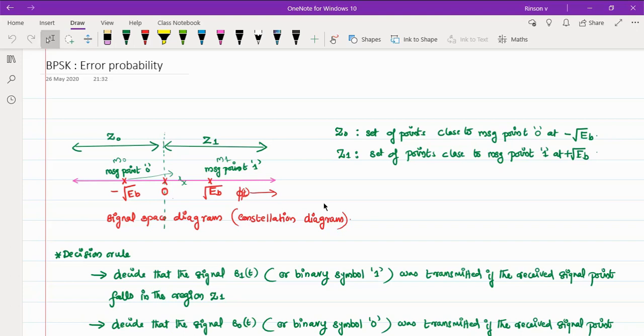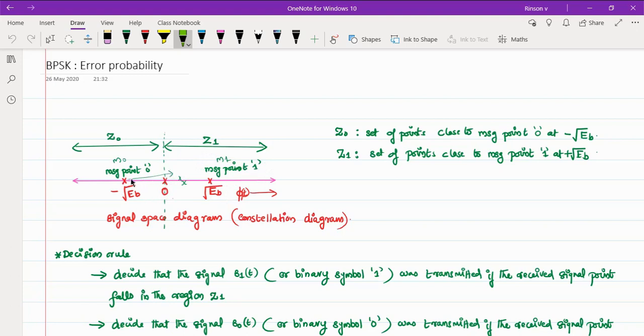Welcome to the lecture on error probability in BPSK. As we know, this is a signal space diagram or constellation diagram of BPSK. I have two message points corresponding to symbol 0 and 1. I'll be transmitting this point if the symbol is 0, and this point if the symbol is 1.